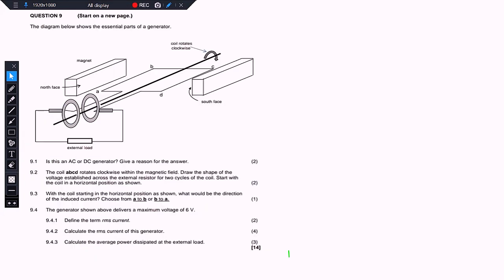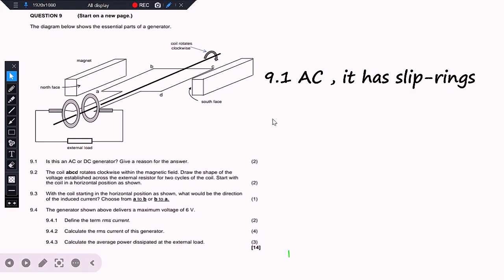Okay, so we have question 9. It says the diagram below shows the essential parts of a generator, right? So again, this is a generator here. And then 9.1 says, is this an AC or DC generator? Give a reason for the answer, right? And we already know this is AC because it has slip rings. So this here, as weirdly as they've been drawn, these are slip rings.